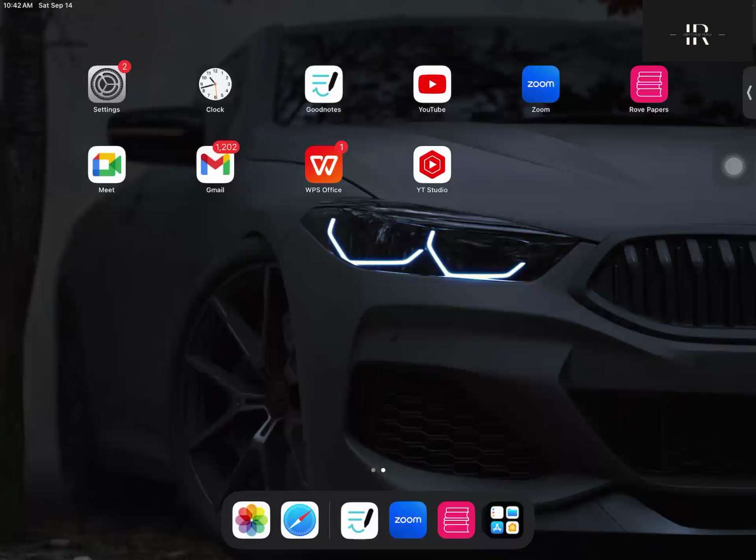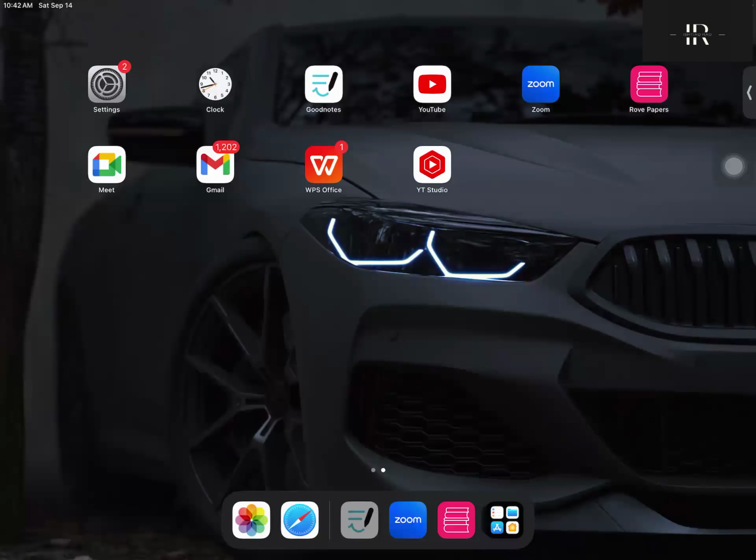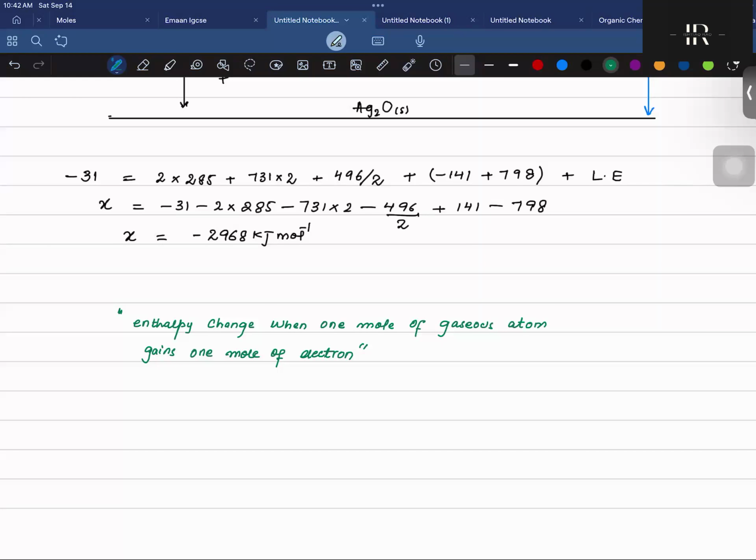Next, write an equation for the process corresponding to the second ionization energy for calcium. Include state symbols. They're asking to write down the equation for the second ionization energy for calcium. Second ionization energy means that it's going to lose its second electron. Obviously, they would be forming a +2 ion after losing 1 mole of electron. And this is the calcium atom. This is the calcium +1 ion. Obviously, after removing the first electron, we would be removing the second electron. So after doing first ionization energy, we are going to have the second ionization energy.